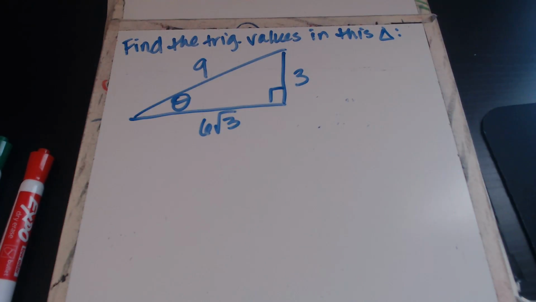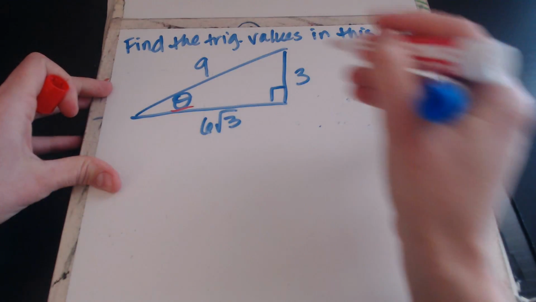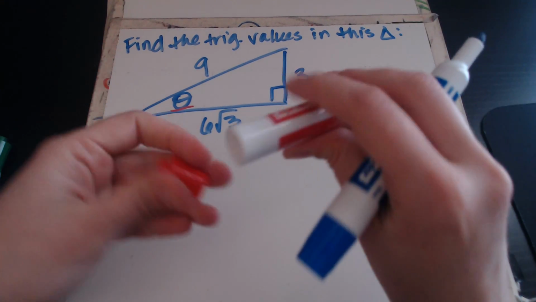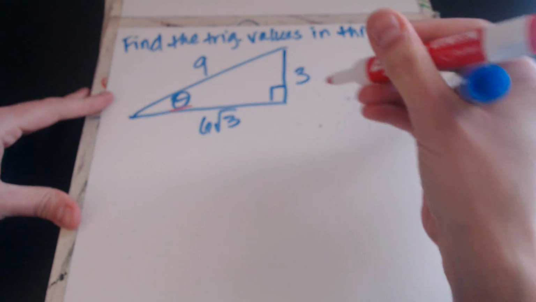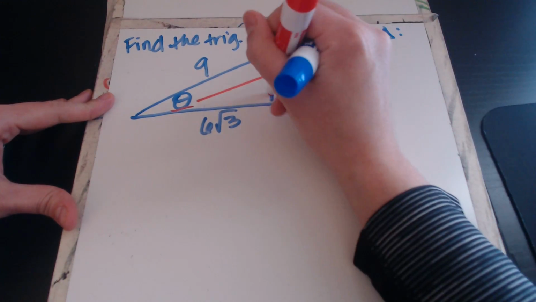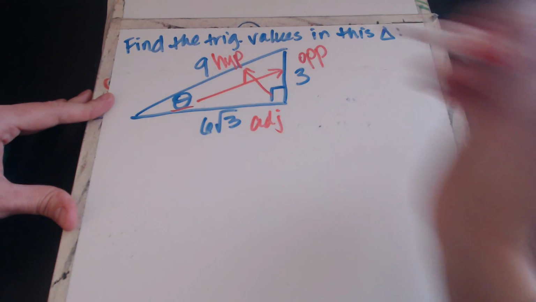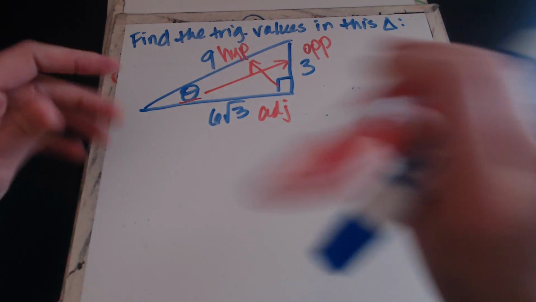So if I asked you to find the trig values for this triangle, I want all six trig values. Theta here is going to be my angle of reference, so I need to know which side is the opposite, the adjacent, and the hypotenuse. So we always label opposite first, so I know this 3 over here is going to be the opposite. The hypotenuse is always opposite the 90-degree angle, and then by elimination, this one's the adjacent.